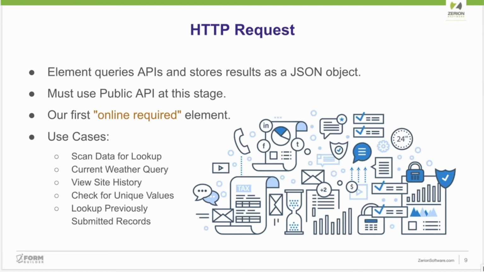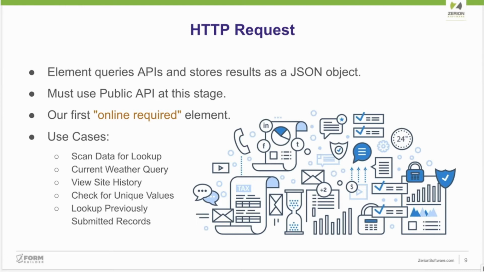With the HTTP request, we must use a public API. In a future phase, we hope to allow our customers to use private APIs as well, but as it stands now, it must be public. The HTTP request element is our first online required element. You do need to make sure your users have either their Wi-Fi or cellular connection for this to work.